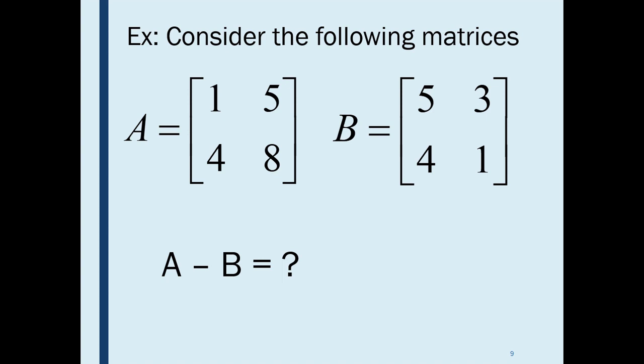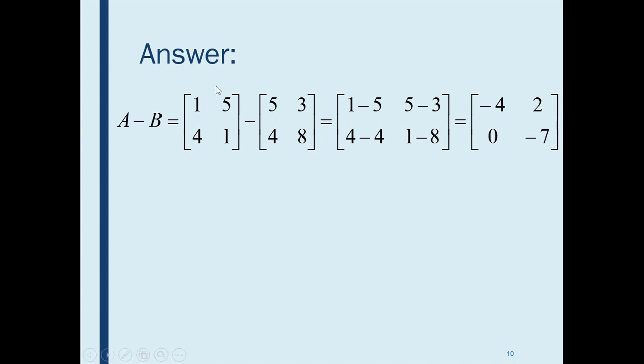1 is the element in first row, first column in matrix A, and corresponding element to this in matrix B is the element in first row, first column, it is 5. Then subtract 5 from 1, it is minus 4. 5 is the element in first row, second column in matrix A, and corresponding element to this in matrix B is the element in first row, second column, that is 3. Then subtract 3 from 5, it is 2.